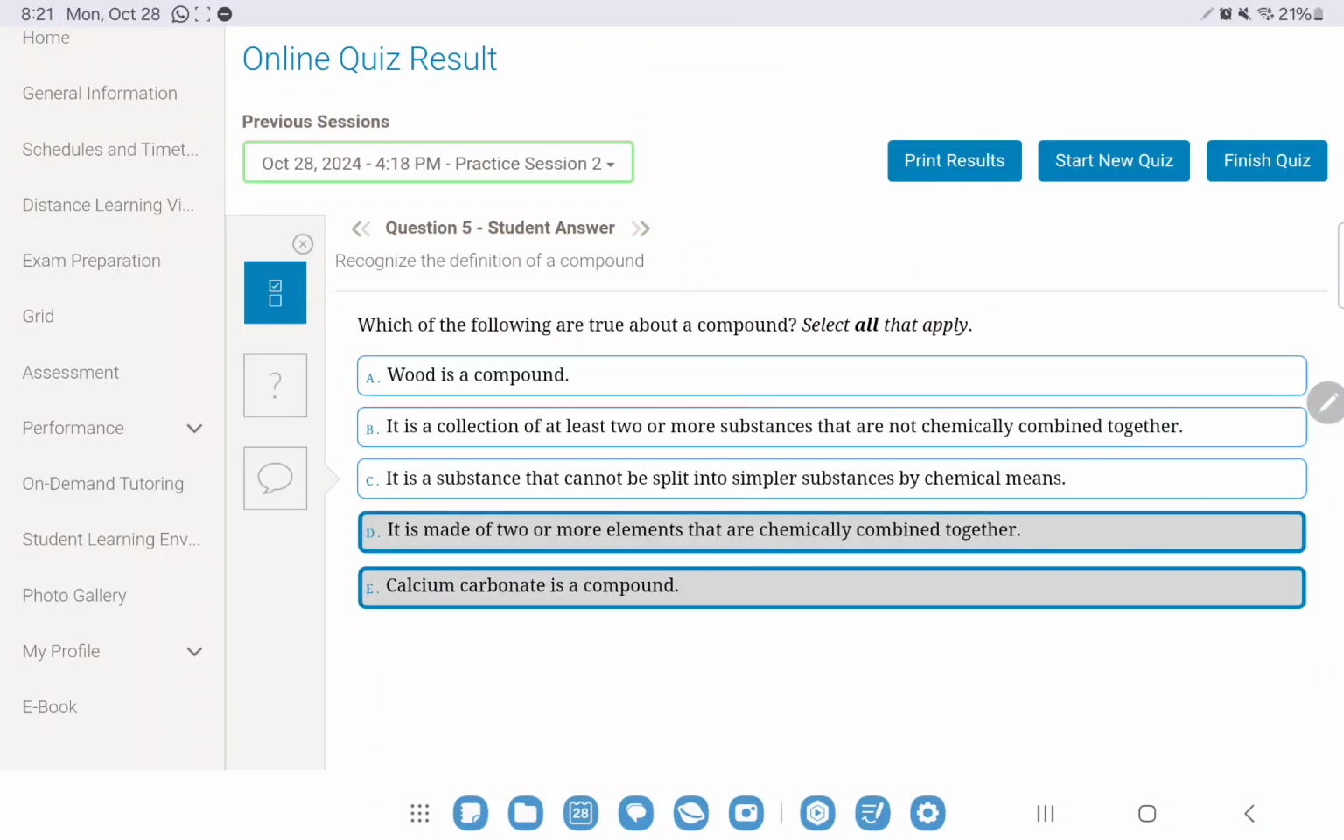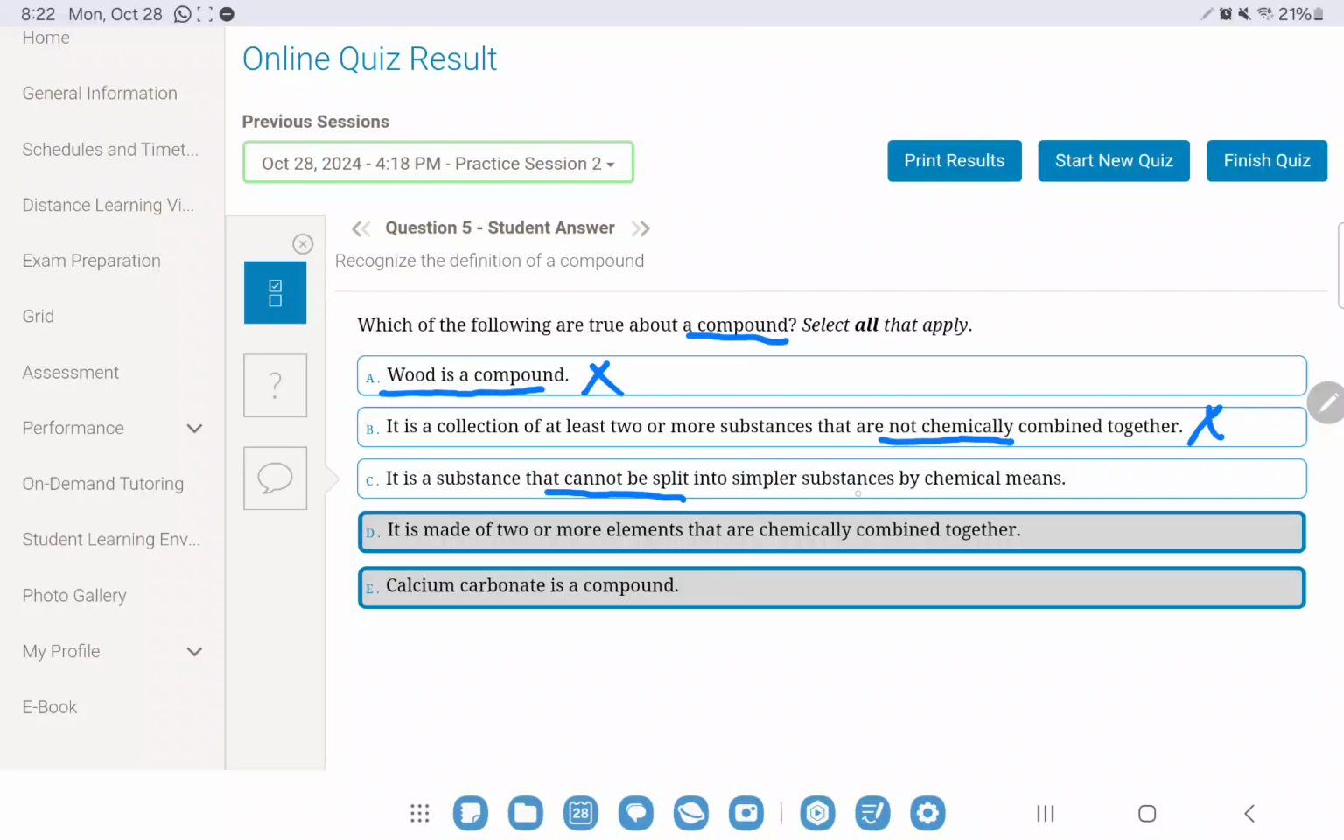Okay, so what's a compound? We know a compound is any two elements that are bonded together, chemically combined, and cannot be separated by physical methods. Okay, so let's read. Wood is a compound. No. Wood is wood. Wood isn't chemically combined by anything. It's a collection of at least two or more substances that are not chemically combined. No, they are chemically combined, so this is wrong.